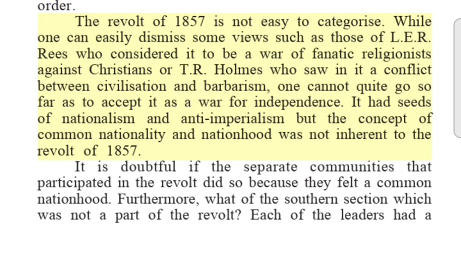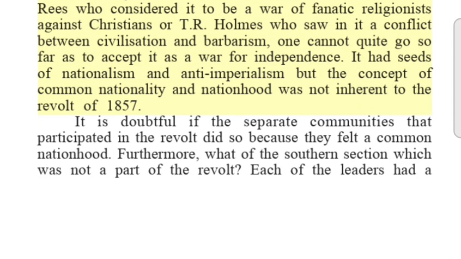The revolt of 1857 is not easy to categorize. While one can easily dismiss some views, such as those of Rees, who considered it to be a war of fanatic religionists against Christians, or Holmes, who saw in it a conflict between civilization and barbarism, one cannot quite go so far as to accept it as a war for independence.